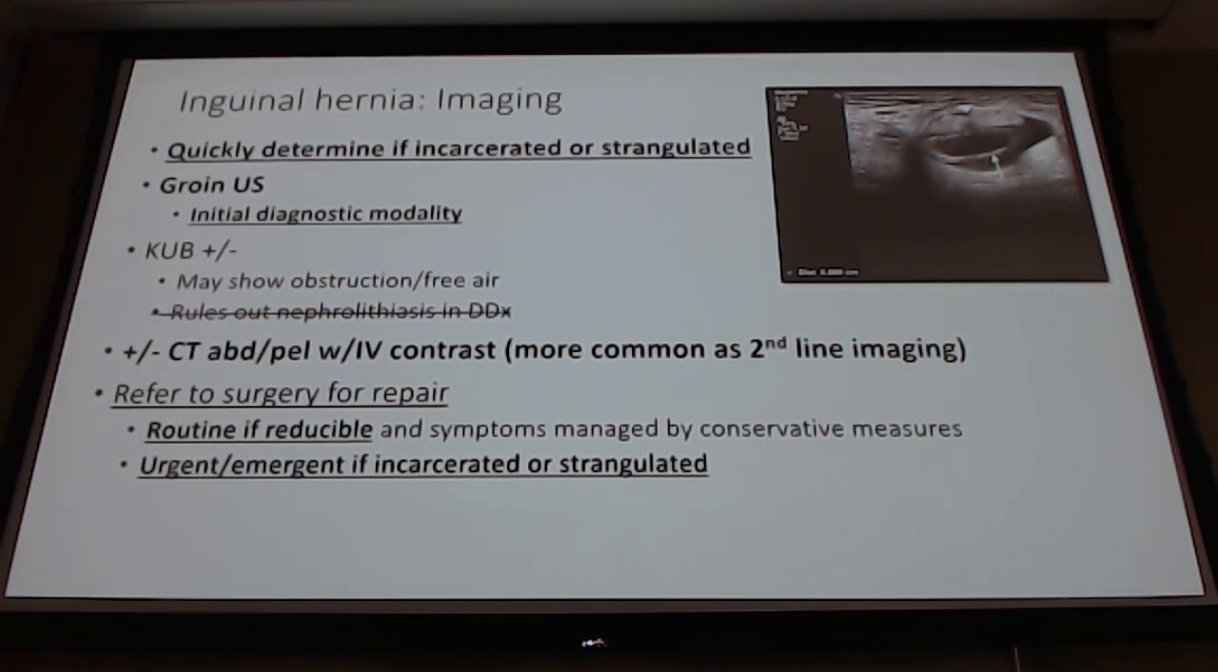KUB plus or minus. And then as your second line imaging, you're doing a CT abdomen pelvis with IV contrast. Because if you can't see something on ultrasound, more than likely we'll see some sort of defect in that wall on the CT.